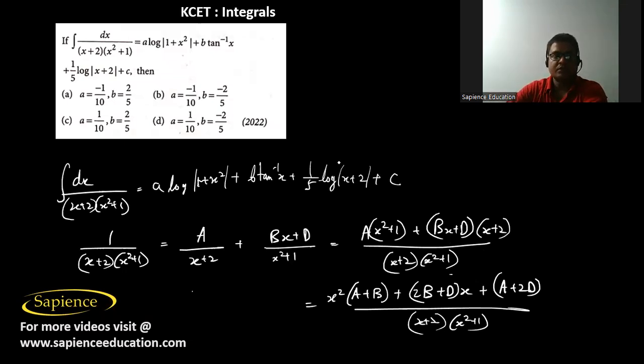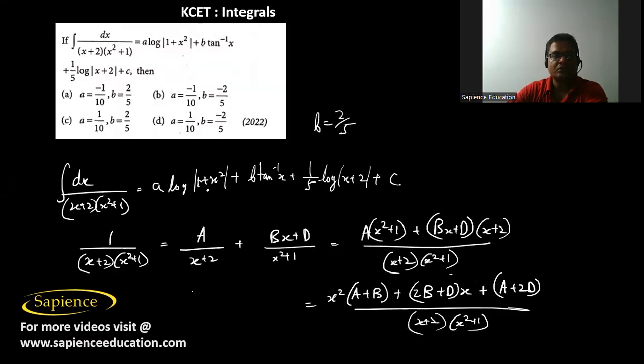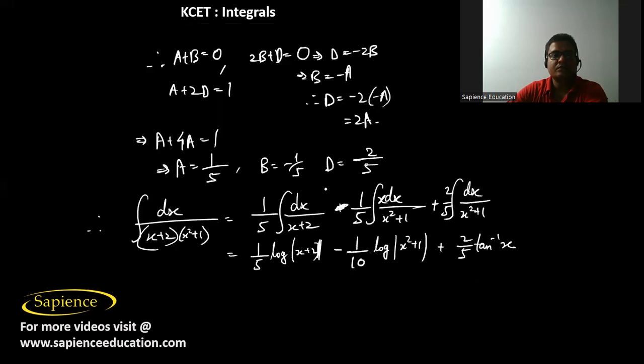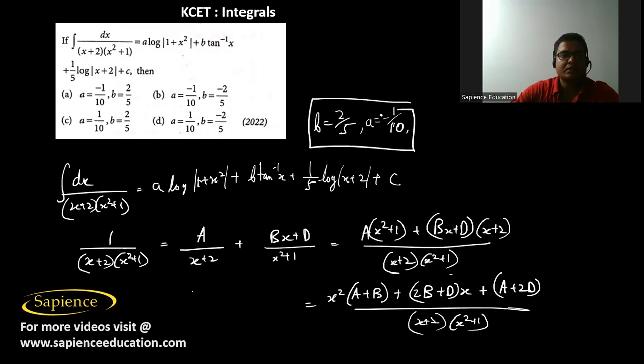So from here, if we compare these two, then we'll get b is equal to 2 by 5. So 2 by 5 tan inverse x, and log mod (1 plus x square). So this is minus 1 by 10. So a is minus 1 by 10. And this is 1 by 5. Okay. So a is minus 1 by 10 and b is 2 by 5. So option A is the correct answer.